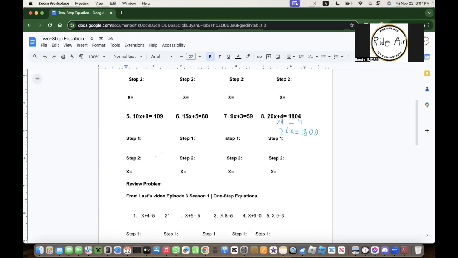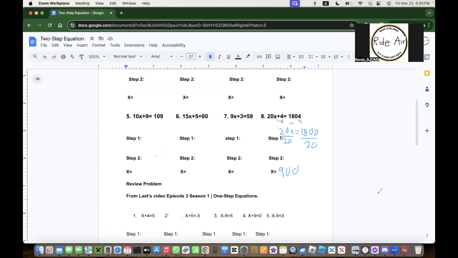Okay. Now we're going to divide by 20. I'm not going to do step 4 this time. Sometimes you will get some weird answers. I do understand that. That means I will have my x equal to 900. That's basically what my answer is.